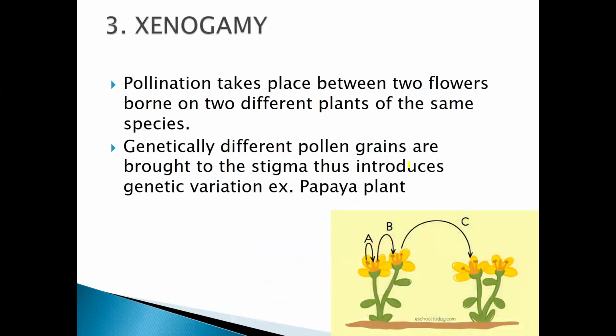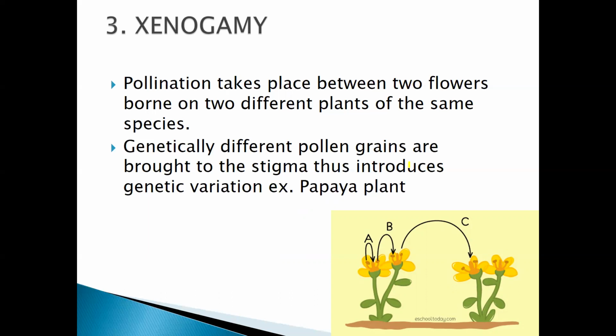Next, coming to xenogamy. Now, what is this xenogamy? Xenogamy is nothing but a cross-pollination process. You need to remember, xenogamy is nothing but a cross-pollination process. Now, what do you mean by this? Pollination takes place between two flowers born on two different plants of the same species.